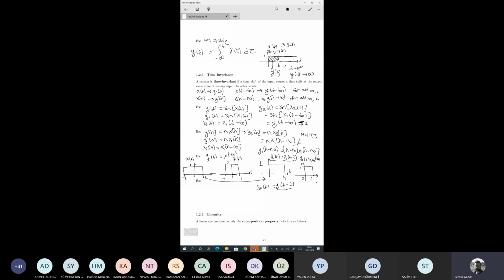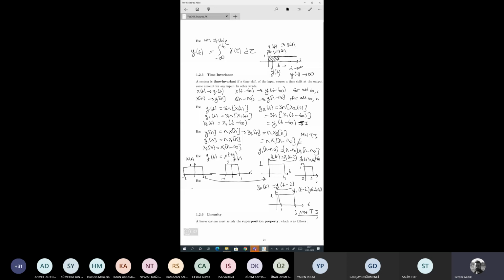But what if I shift y1 of t by 2 units? If I do this, then it is in the interval 1 to 3. So this is my y1 of t minus 2. Well, when I compare y1 of t minus 2, of course, this is not equal to y2 of t. So my system is not time invariant in that case. I can conclude that this time scaling system is not time invariant.